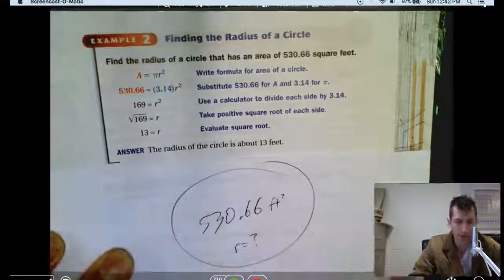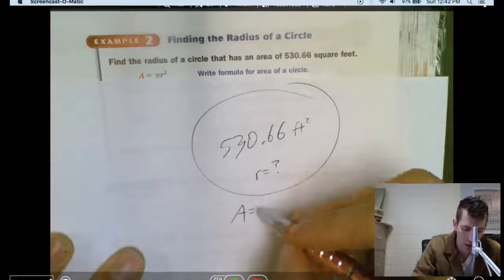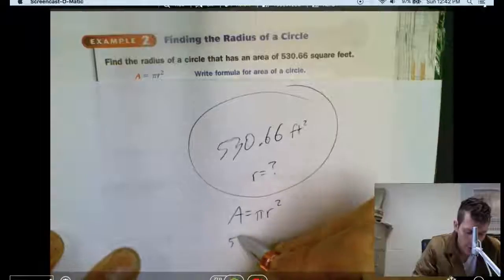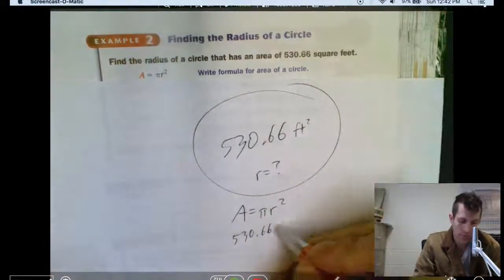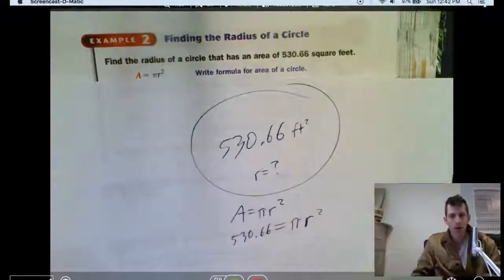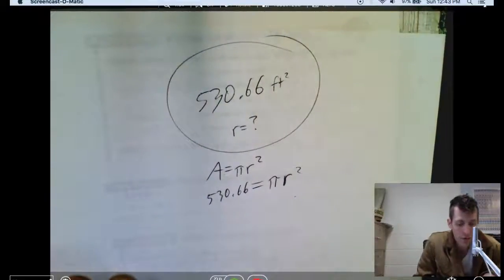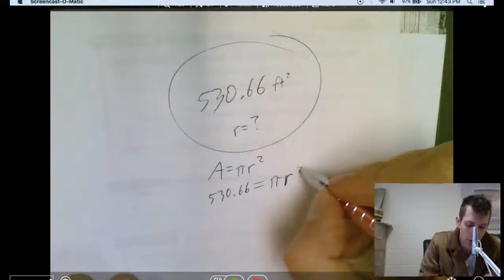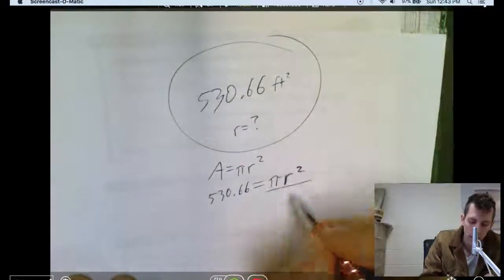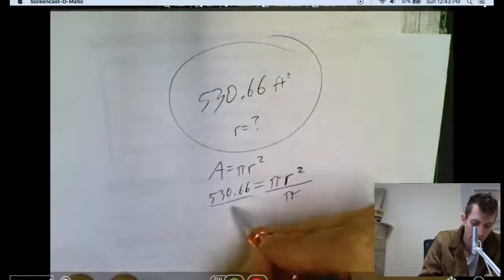Well, just write your formula. Notice every time I'm doing this, I always just write the formula first. Right at the top of your page, area equals pi r squared. Okay, 530.66 is the area, equals pi r squared. We want to get r all by itself. Now, this is going to draw on some of what you've learned just recently with exponents and square roots. First thing to do here, we should divide both sides by pi to get rid of that pi symbol. Okay? Divide both sides by pi.